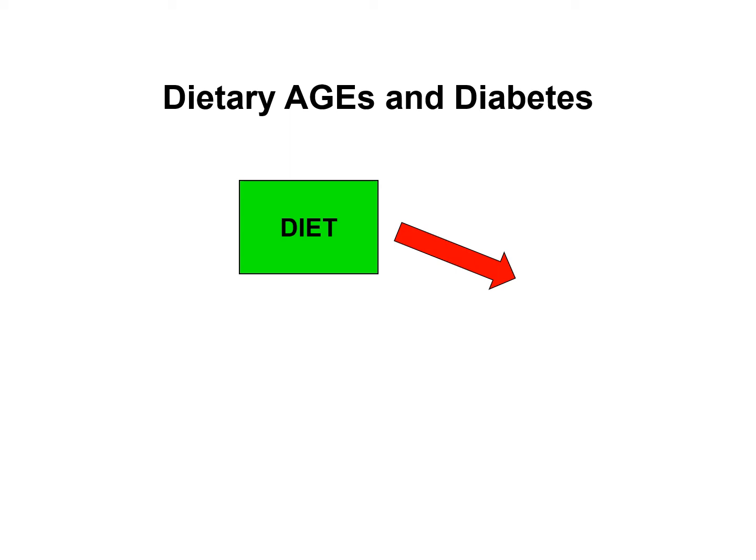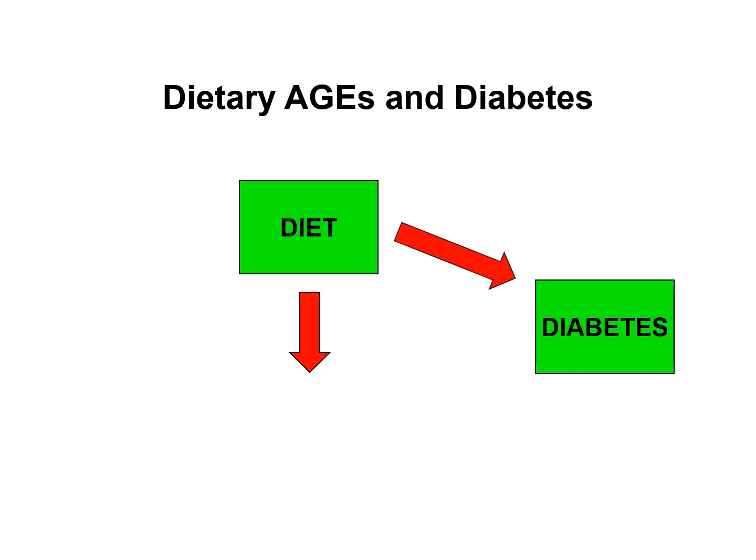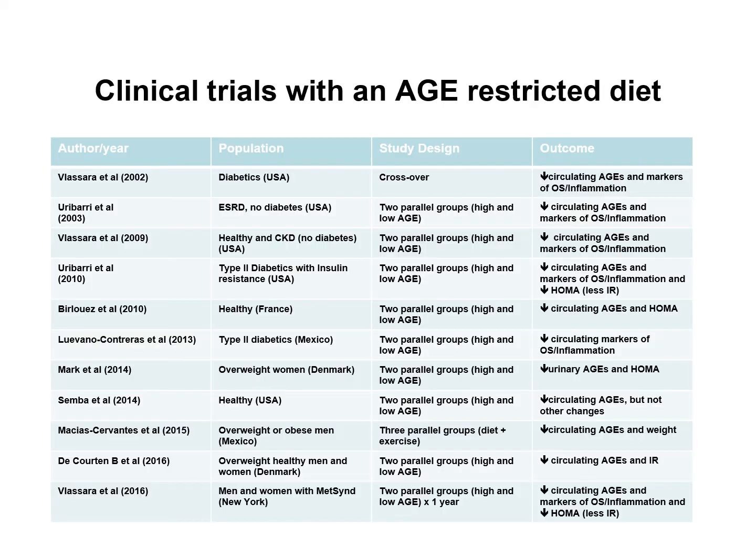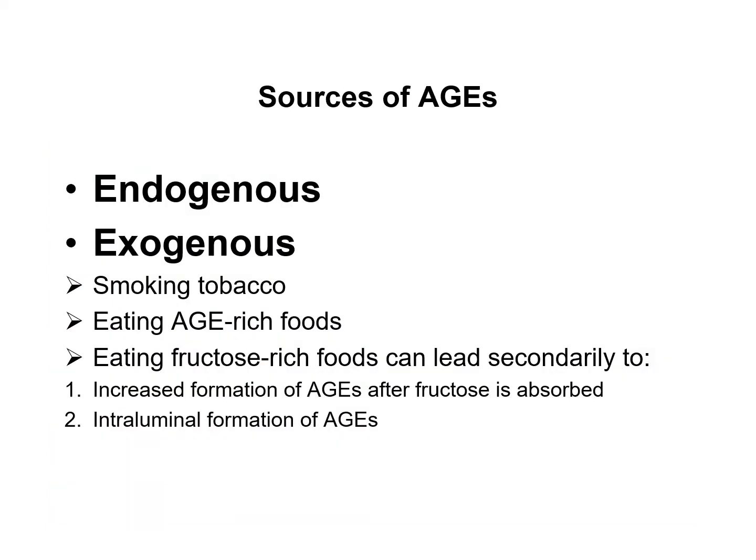This result, and later what we demonstrated in patients with metabolic syndrome, has supported the idea that the relationship between AGEs and diabetes is not only that hyperglycemia can lead to high levels of AGEs, but indeed we are postulating that dietary AGE can by itself increase insulin resistance and therefore induce diabetes, the same as in mice. This table shows many other clinical trials with a low AGE diet showing similar results.